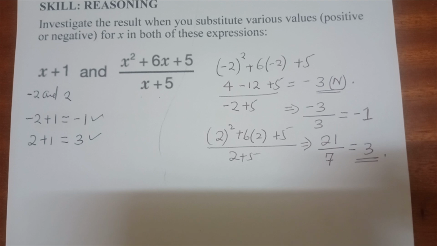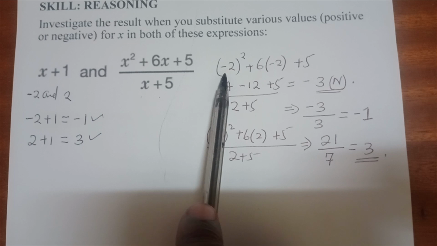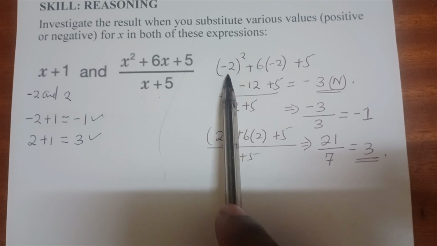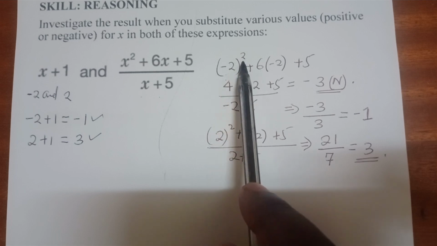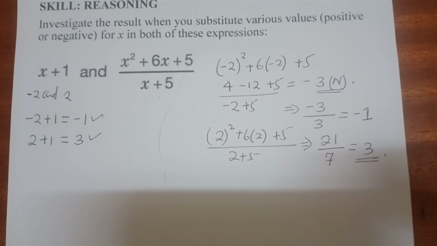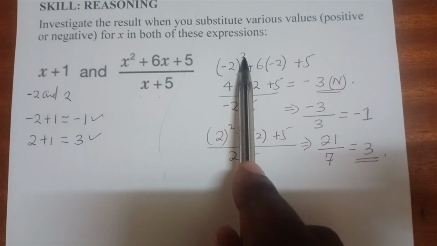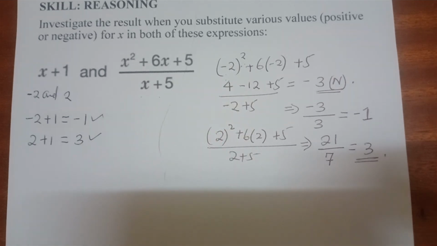But the only thing I would want you to remember and to capture here is that a negative times a negative is a positive, or rather, any negative number raised to an even power becomes positive. Even power means 2, 4, 6, 8. Any negative number raised to an odd power becomes negative.